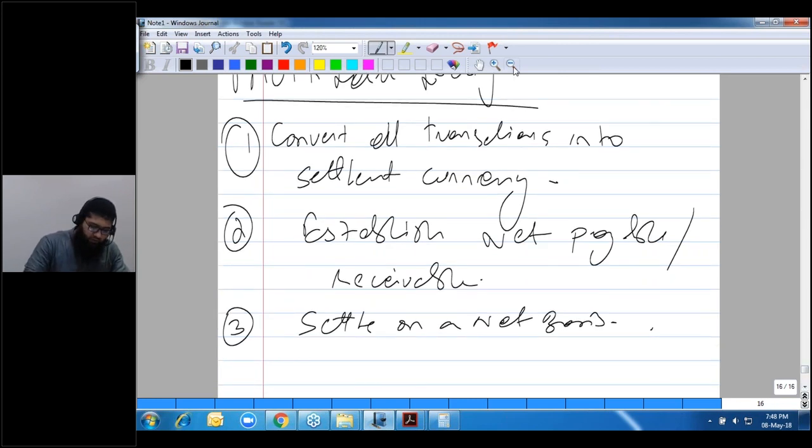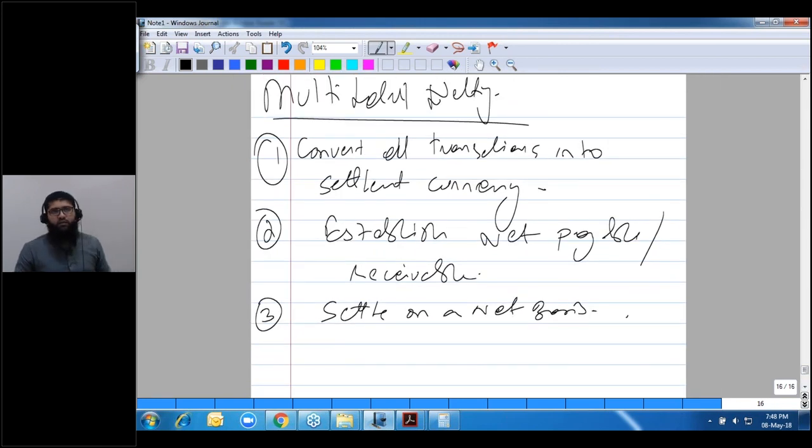So when we talk about multilateral netting, the first thing you need to do is convert all the transactions into the settlement currency. You need to establish the net payable or receivable, and then you need to settle on a net basis. Now let's discuss.